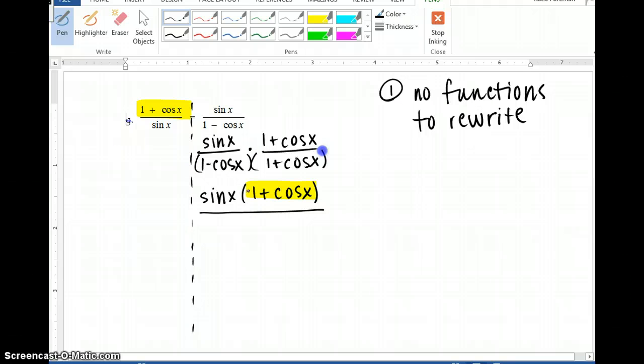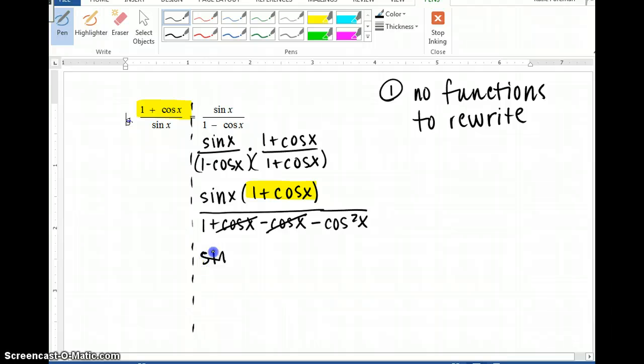My denominator, I'm going to FOIL. 1 times 1 is 1. Positive 1 times cosine of x. Negative cosine of x times 1. A negative times a positive. My last product will be negative. Cosine times cosine is cosine squared. We pick the conjugate because these two, the outer and inner terms, will always cancel each other out.